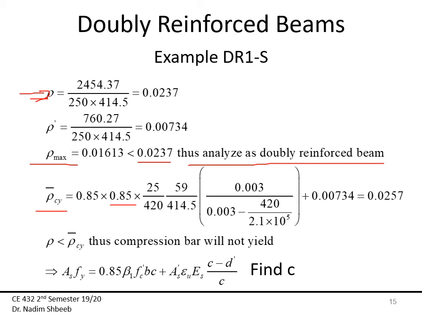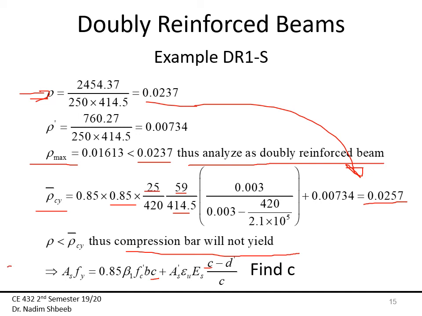Here beta 1 is 0.85 because my f prime c is 25. This is my d prime over d, and I found that to be 0.0257, which is less than rho bar cy, which means that my compression bar will not yield. And since my compression bar will not yield, then I have to find the value of c.